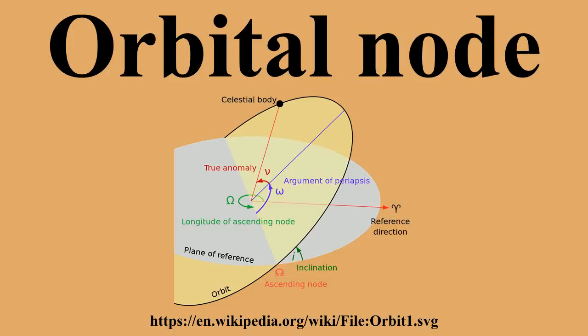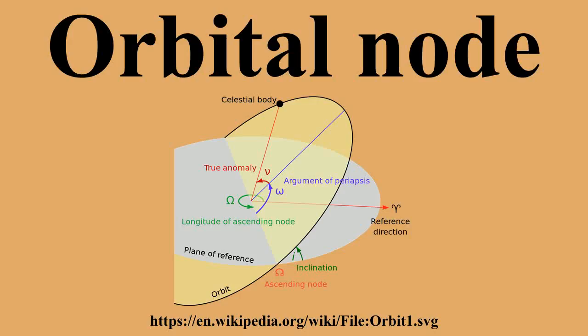Node distinction. If a reference direction from one side of the plane of reference to the other is defined, the two nodes can be distinguished. For geocentric and heliocentric orbits, the ascending node is where the orbiting object moves north through the plane of reference, and the descending node is where it moves south through the plane.